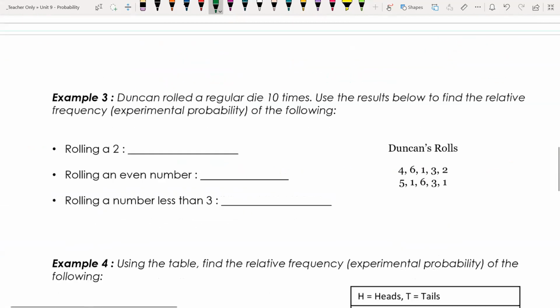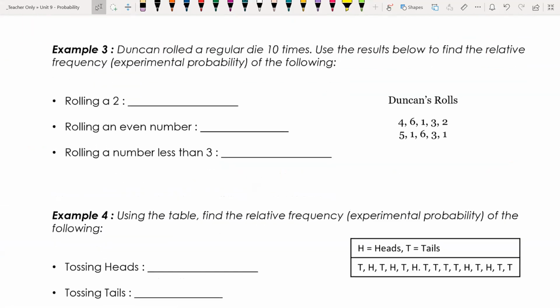I'm going to do one more example with you, and then I'm going to let you do a couple on your own. So Duncan rolled a regular die 10 times. Use the results below. Here are his results. Find the relative frequency of the following, or the experimental probability, right? So that was the out of total, how many were true? Okay, so how many total times did he roll? Well, he rolled 10 times, so my denominator is 10. How many times did he roll a 2? He rolled a 2 once, and that's it. 1/10.